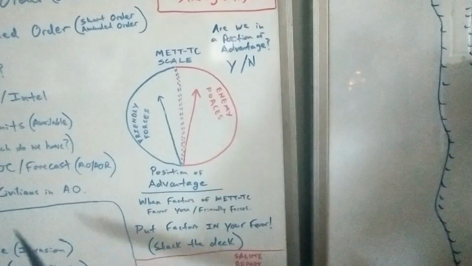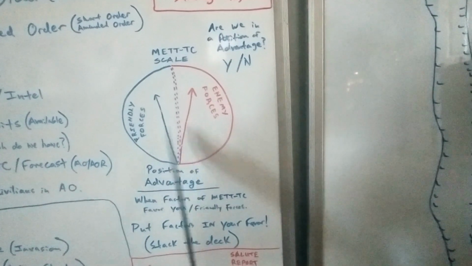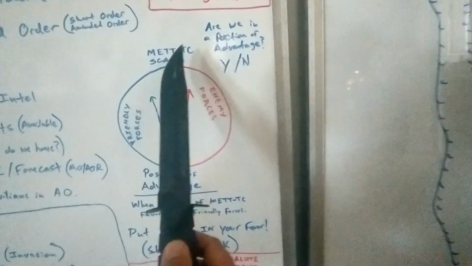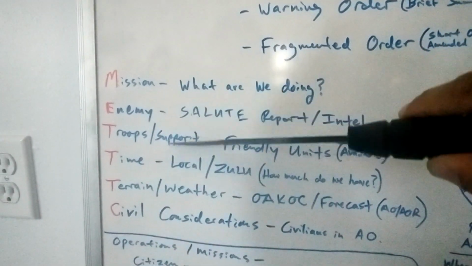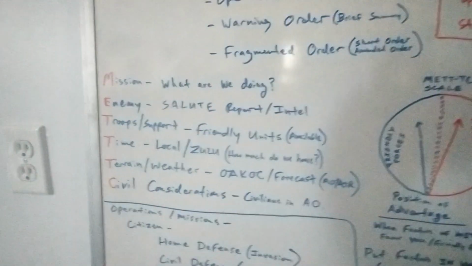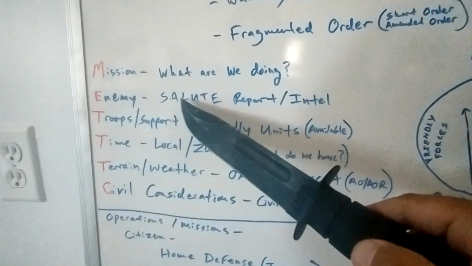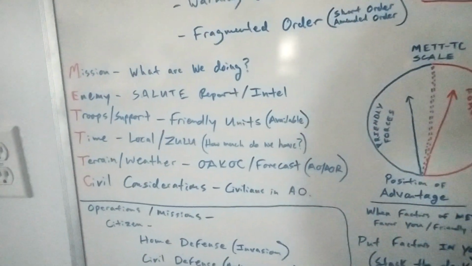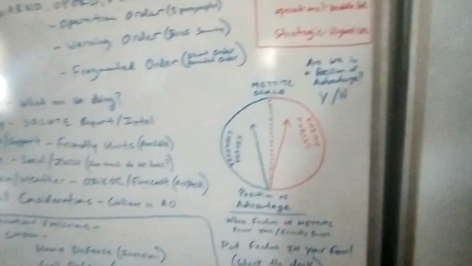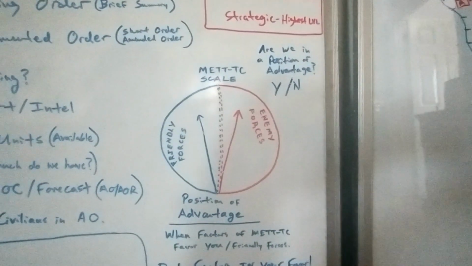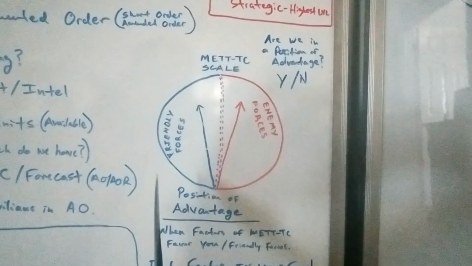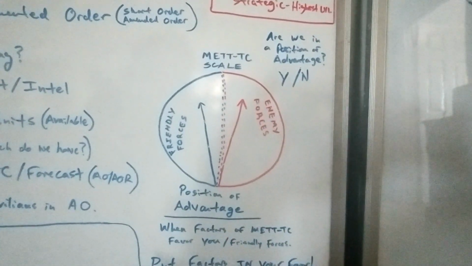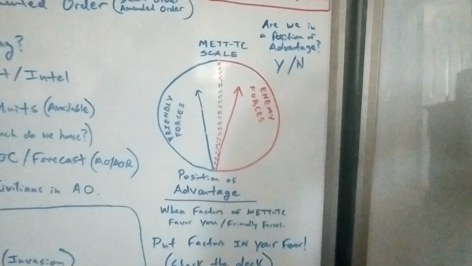So I've got this nice little scale for the position of advantage for METT-TC. And on one side, we've got friendly forces, and on the other side, we've got enemy forces. So we're going to ask our question, are we in a position of advantage, yes or no, every time that we go down the METT-TC process, okay? So that could be even for the SALUTE report or OACOC, we're going to ask that same question, are we in a position of advantage, yes or no? And if the answer is no, the scales are tipped towards the enemy. If the answer is yes, the scales are tipped in our favor, and that's great.